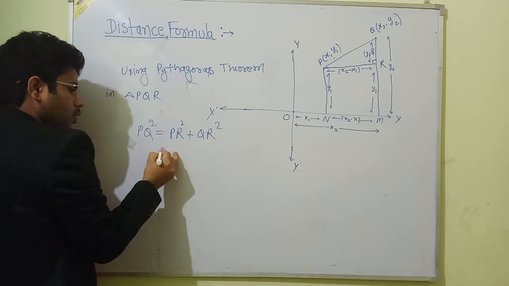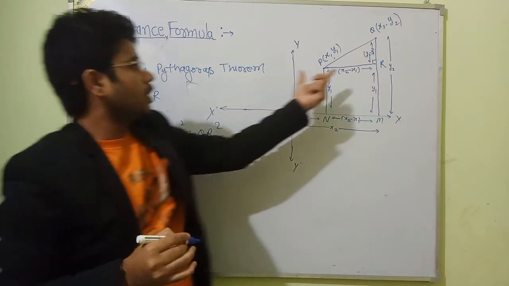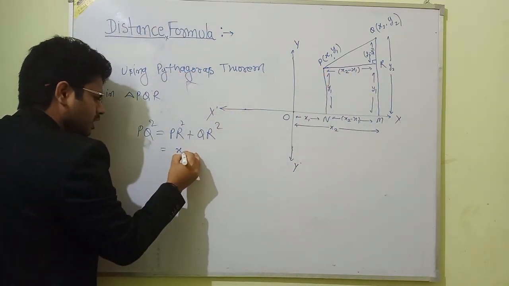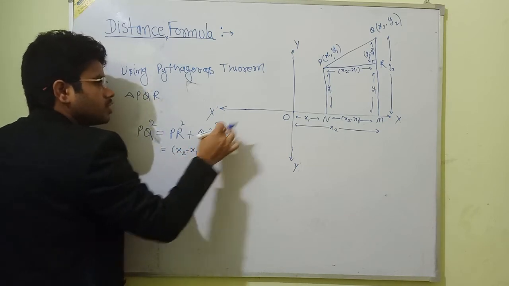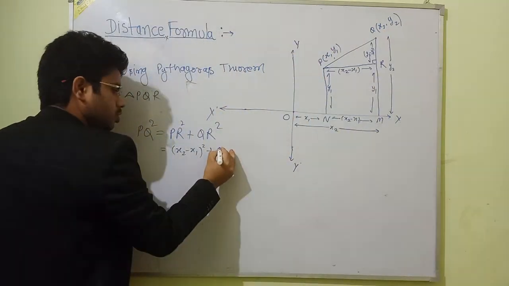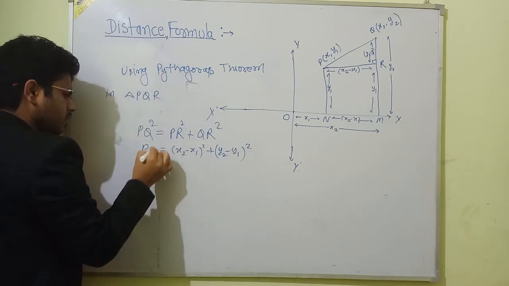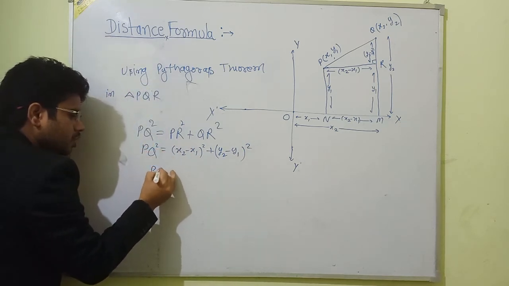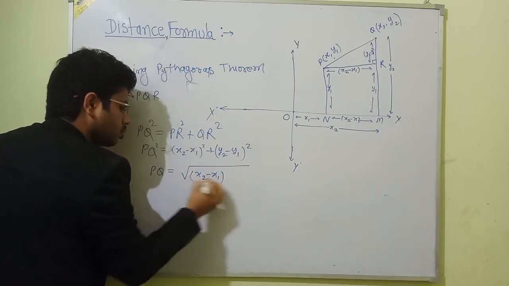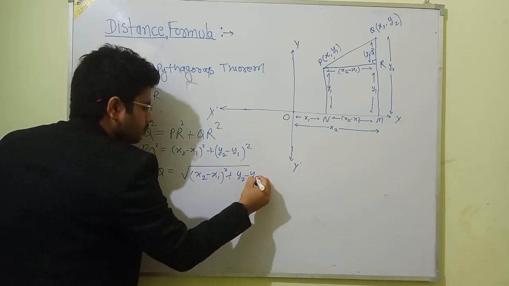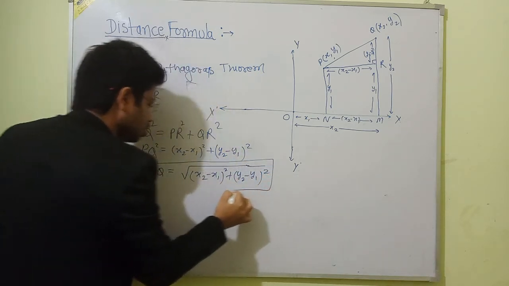So the value of PR is what? x2 minus x1. So we put here (x2 minus x1) whole square, plus QR is what? y2 minus y1. So put here (y2 minus y1) whole square, which is PQ square. If we have to find PQ, then PQ is equal to under root of (x2 minus x1) whole square plus (y2 minus y1) whole square. This is the formula for finding the distance between two points.